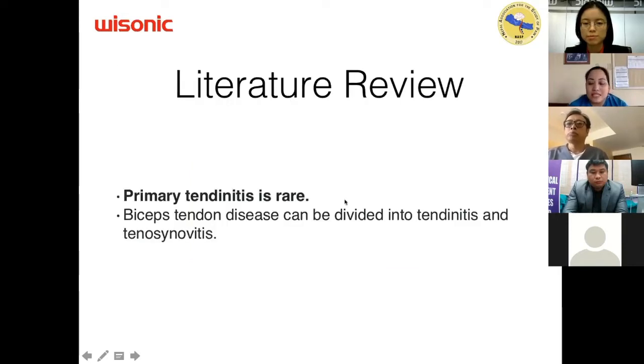So whenever we see biceps tendinitis or we suspect biceps tendinitis in ultrasound scanning, we should be very careful before jumping into that diagnosis and intervening there. Because primary bicipital tendinitis is very, very rare. I think in my practice, I have not seen an isolated biceps tendinitis till date. But biceps tendon disease can be divided into tendinitis or tenosynovitis, but mostly it is associated with rotator cuff pathology. So you always have to rule out rotator cuff pathology before making a diagnosis of primary bicipital tendinitis.